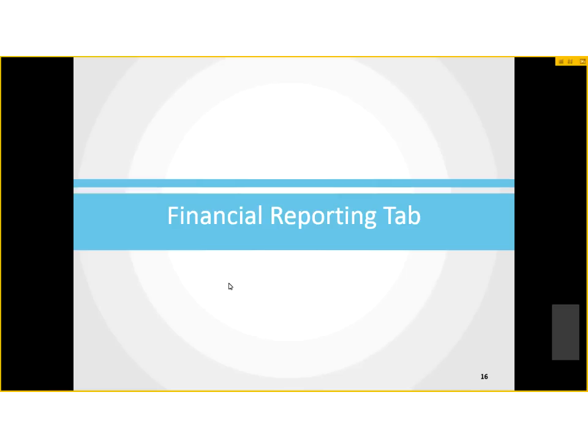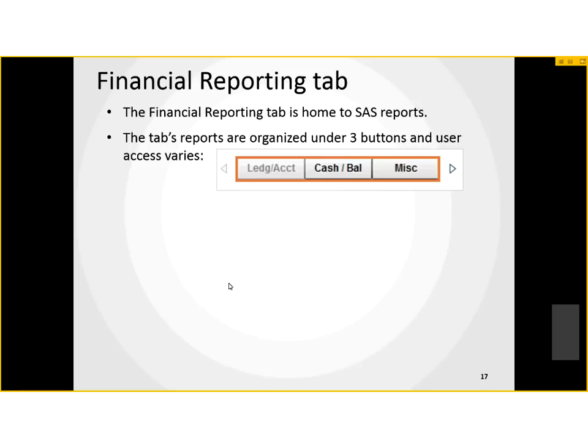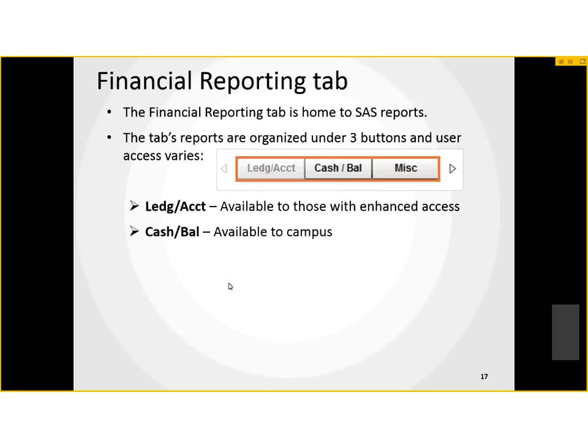All right. So let's talk about the financial reporting tab, and just to remind you, this is the home to the SAS reports. You might often hear people say, oh, the SAS reports, the SAS reports. What they're talking about is the financial reporting tab in InfoPorte. So this tab is organized under 3 different buttons. Working from left to right, you have the ledger account, the cash balance, and the miscellaneous buttons. Now, most of you will see just the cash balance button, so you will not see those on the left and the right of cash balance.